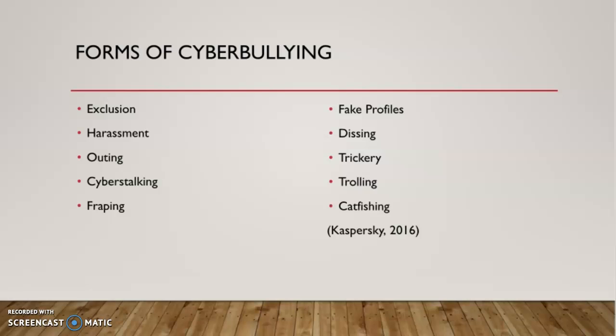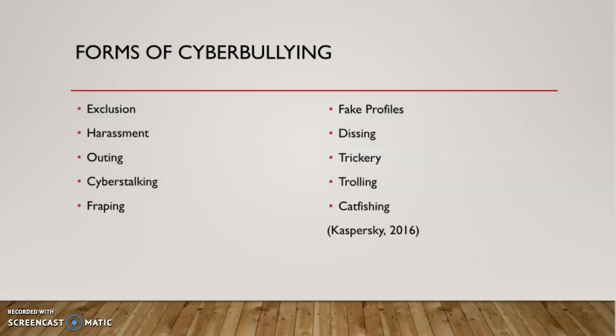Fraping, someone accesses someone else's account without permission and posts inappropriate content that can ruin the other person's reputation. Fake profiles, a person using a fake identity to cyberbully someone else. Dissing is sending or posting cruel communications or images to damage another person's reputation or friendships. Trickery is gaining someone else's trust and then sharing secrets or images publicly online. Trolling is deliberately attempting to provoke a response through the use of insults on an online platform. Catfishing is stealing online identities and creating profiles for deceptive purposes.